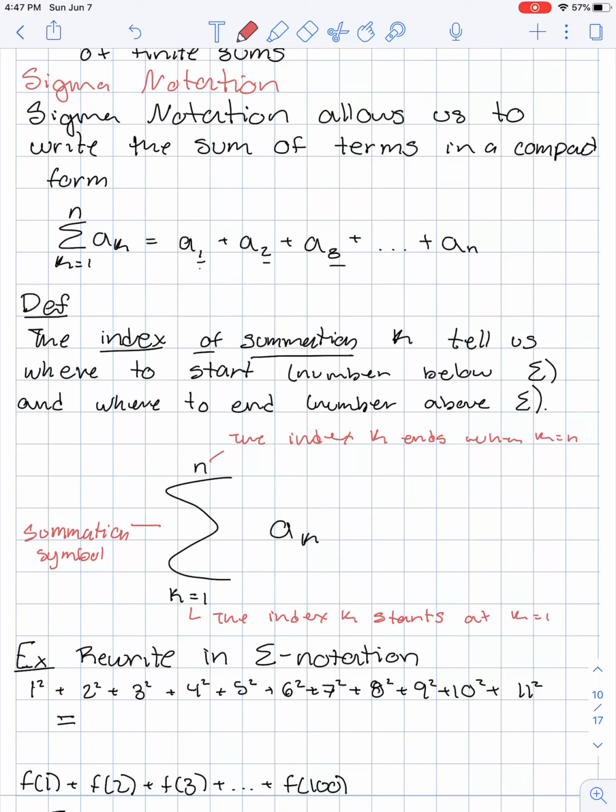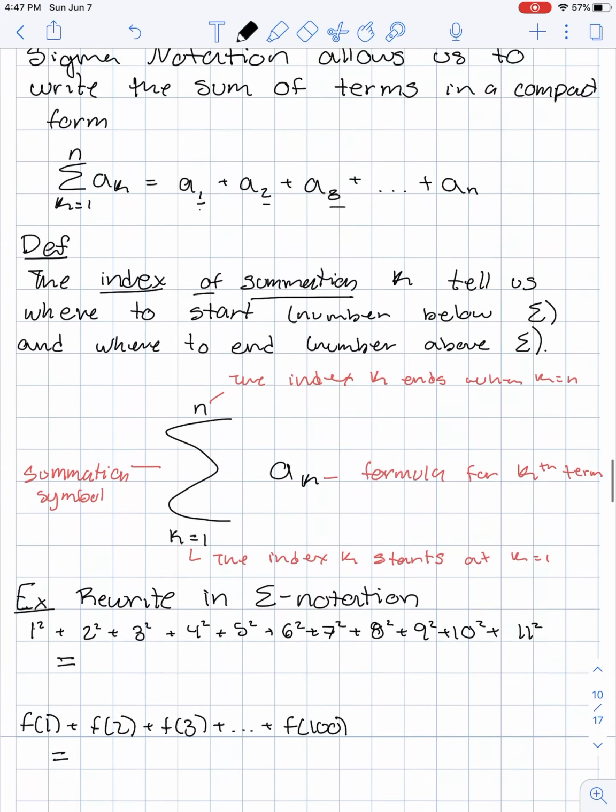This big sigma is our summation symbol. You might have also seen one that's a giant pi. It's for products. Summation starts with an S, so it's a giant sigma. This a sub k is a formula for the kth term. Sometimes you're given it, sometimes you have to find it, depending on the question.